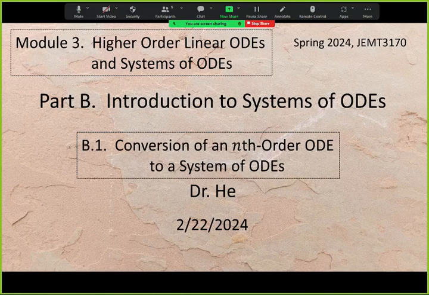So today, part B, Introduction to Systems of ODEs. Starting from today, we will do a lot of linear algebra things, because last time many students told me they are not quite familiar with linear algebra. So I plan to do it this way.